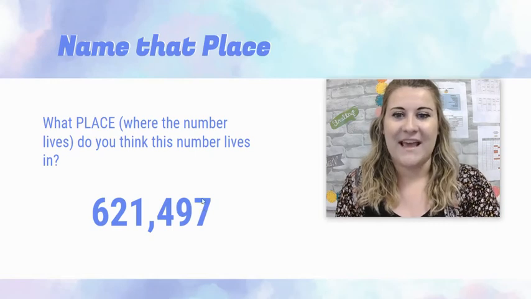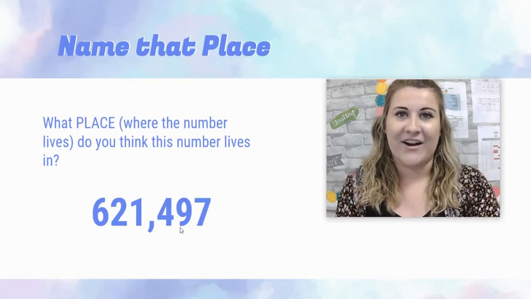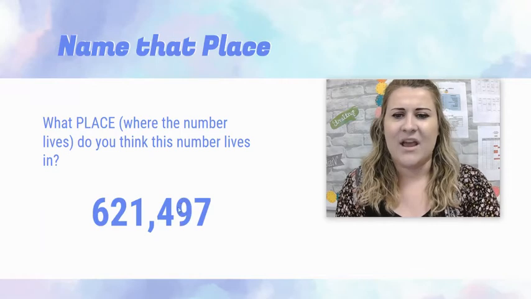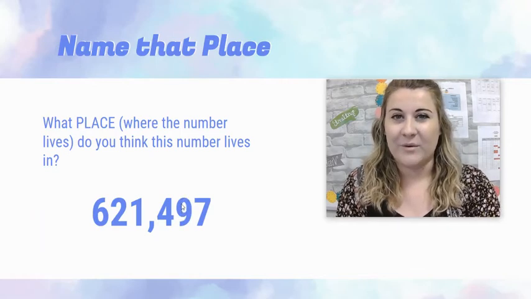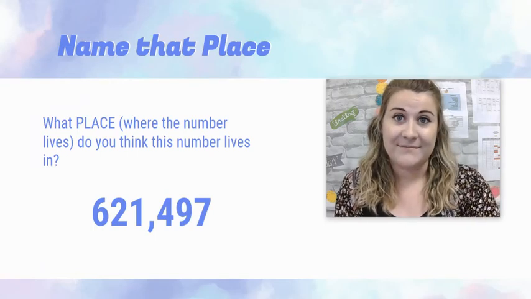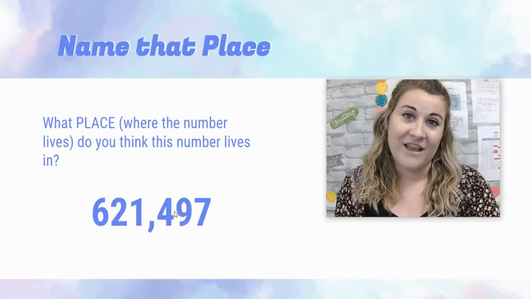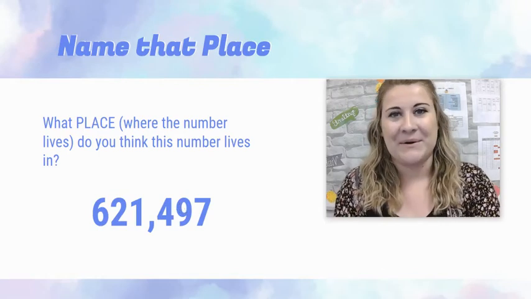Now, let's look at the next place over. We have a 9 there. A 9 is living in this place. What comes after the ones? It's a little bit bigger than ones. Not as big as hundreds. What place is the 9 living in? If you said tens, you are correct.